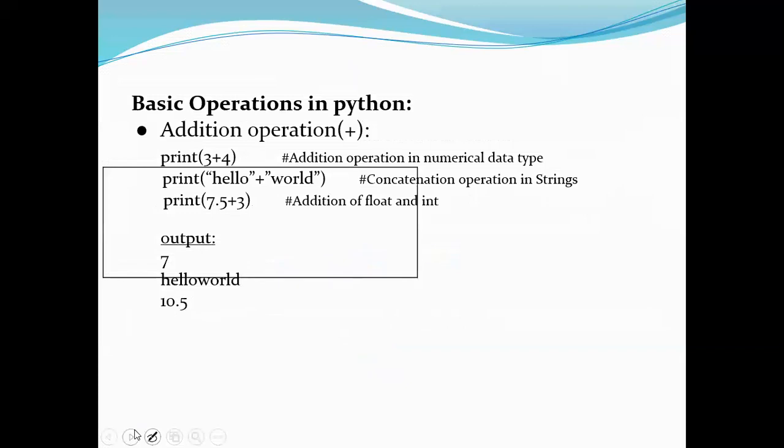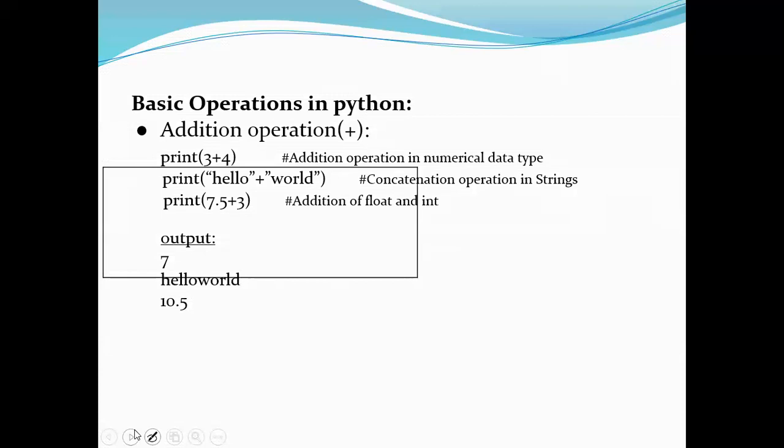Coming to the operations, what I can do with these data types, the basic one is the addition operation. If I add two numbers, 3 plus 4, I'll get 7. If I say hello plus world, these are two string data items, and they cannot be added, because they are a group of characters and cannot be represented as numbers. So what actually happens is they get concatenated, that is, blended or grouped to form a single word. Two different words, after applying the plus operation, form a single word. So hello plus world will become hello world.